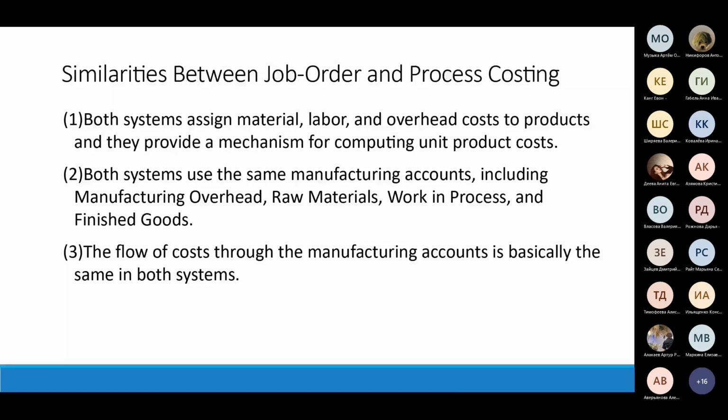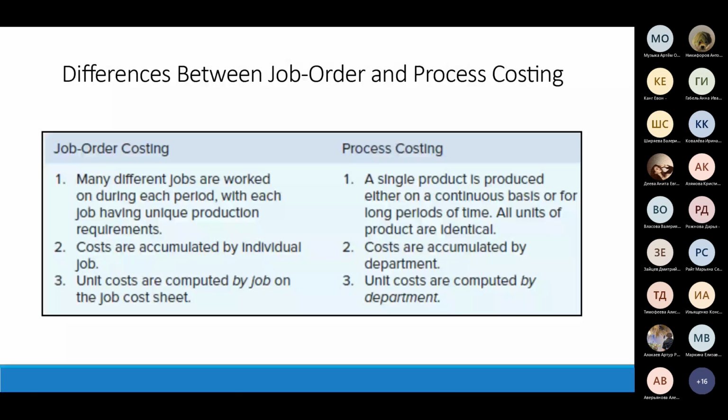Job order costing is used for many different jobs that are worked on each period, and each job has unique production requirements. But process costing assumes that we produce a single or very similar product every time, and all units are identical. For example, we may produce cookies, so all the cookies are similar. Of course, if we evaluate the variation coefficient, they could be a bit different.